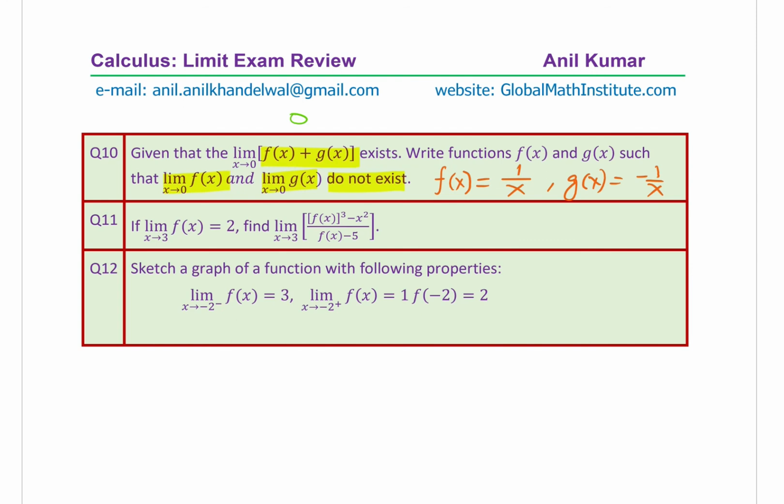Perfect. The next one here is you need to find the limit of this particular function, and what are you given? You are given that the limit of the function f of x is equal to 2 when x is equal to 3. Find the limit of f of x whole cube minus x squared over f of x minus 5. Now to do this question, what should you do? Use the properties of limits. So this is basically based on properties of limits.